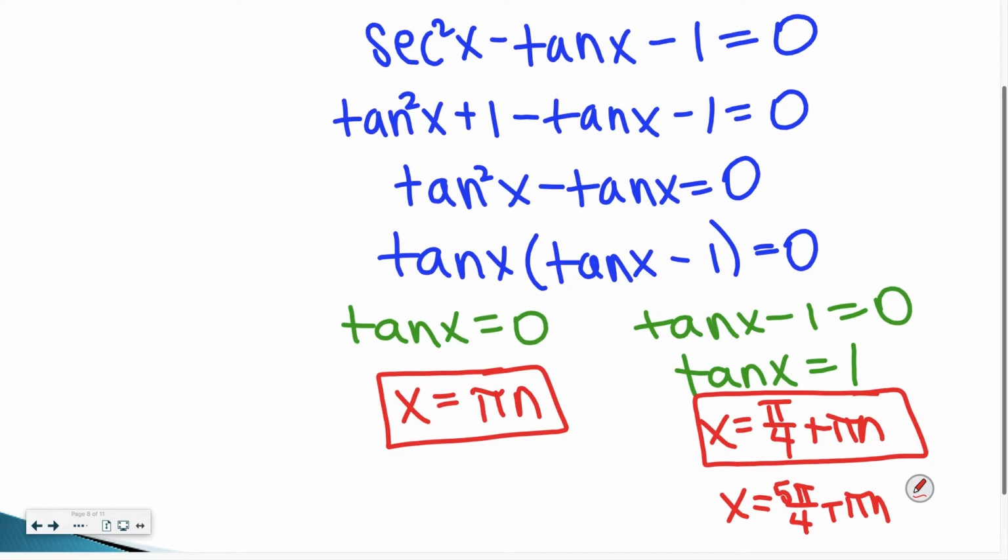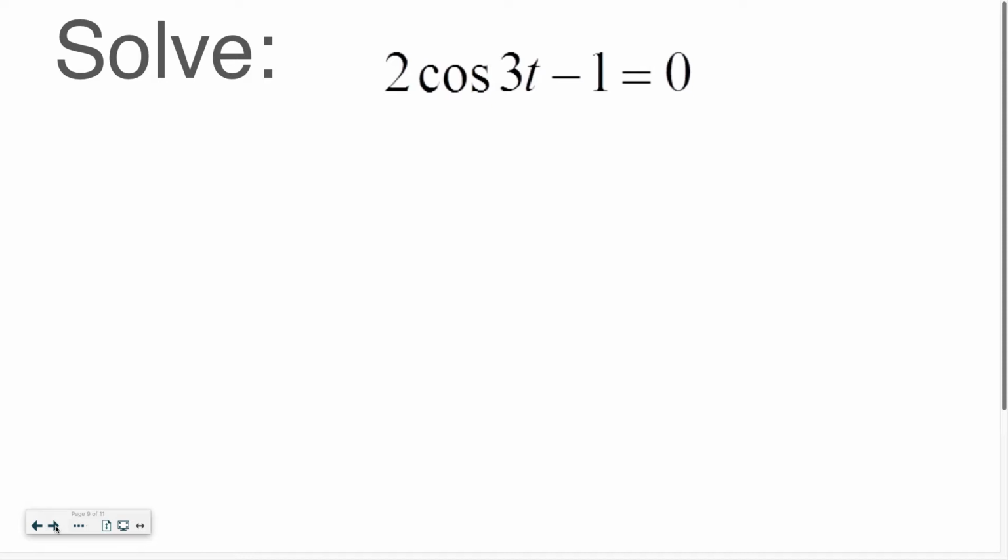All right. One more example, and then I'm going to give you a job. Okay? What is different about this example? The t has a coefficient.